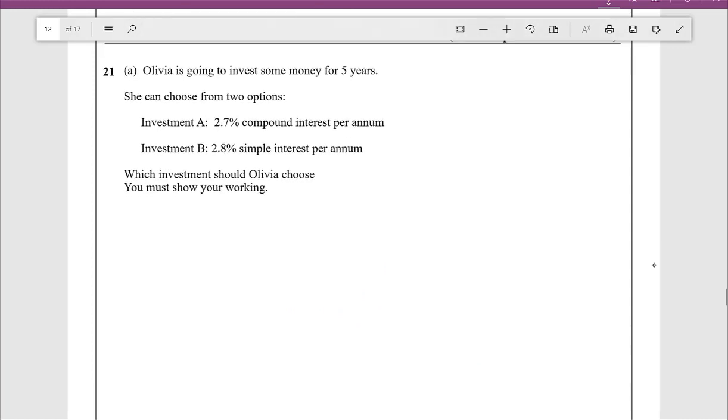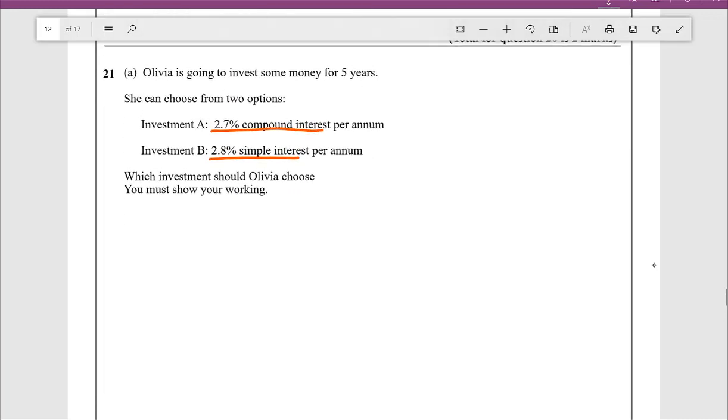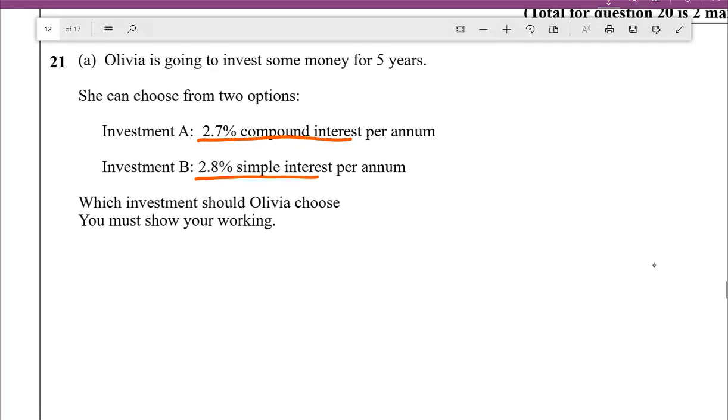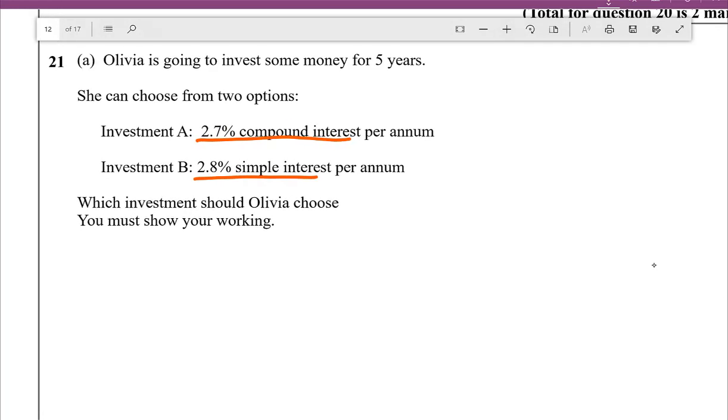Question number 21. Olivia is going to invest some money for 5 years. She can choose from 2 options. Investment A, 2.7% of compound interest, that's your keyword, and investment B, 2.8% of simple interest per annum. Which investment should Olivia choose? You must show your working. Again, you have to show all the working, and it's worth 4 marks. So maybe worth quite a bit of working here.